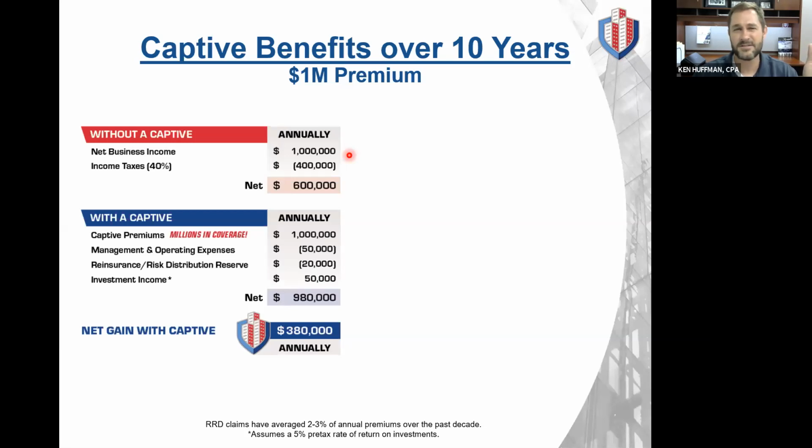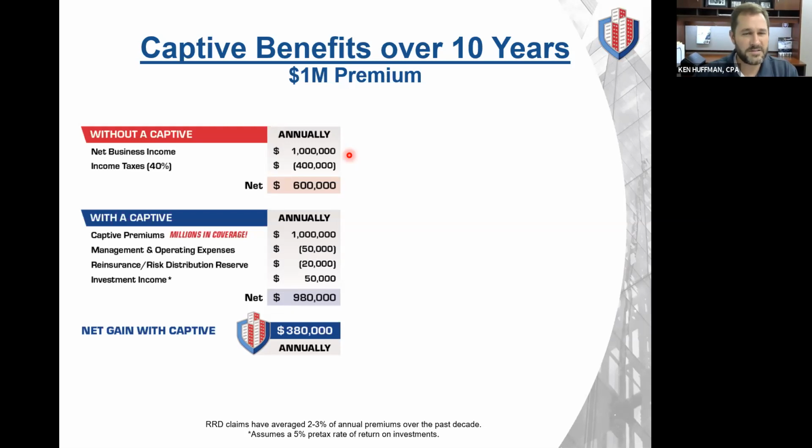You can put $100,000 into a captive. We have clients that put in 100,000, and we have clients that put in 10 million. So it's a huge range that you can put in. Some years you may have a rough year and you're like, I can't put anything. Okay, don't put anything in. Other years you could go up to your actuarial limit.